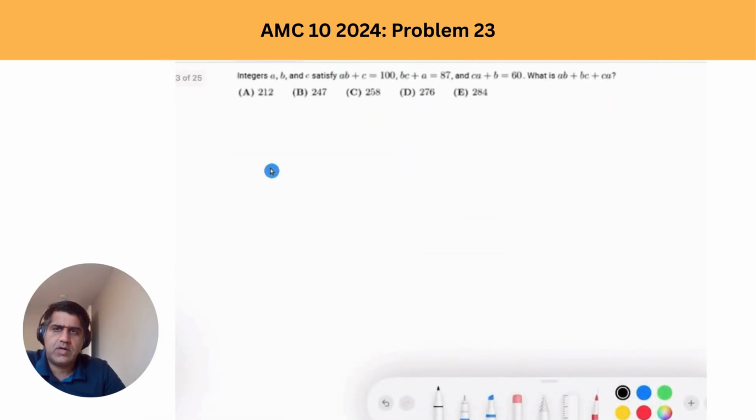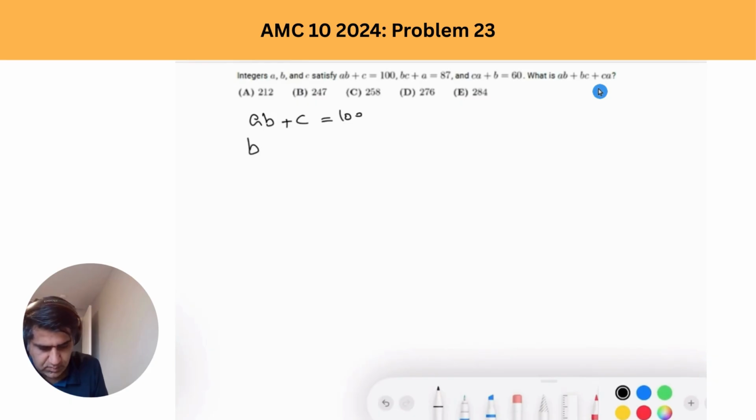Let's look at problem 23, where we are given that integers a, b, and c satisfy these three equations, and we have to find the value of ab plus bc plus ca. So if you look at the equations, we have three equations: ab plus c equal to 100, then bc plus a equal to 87, and ca plus b equal to 60.